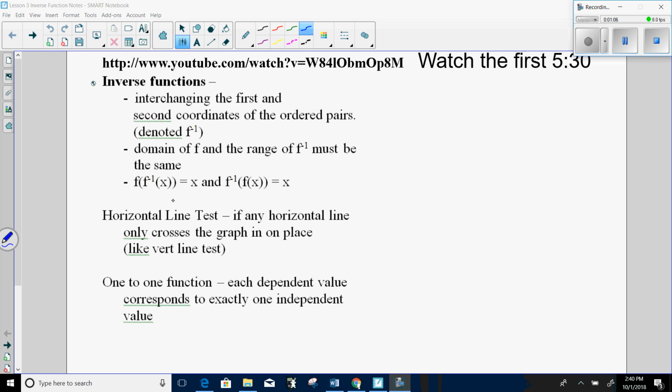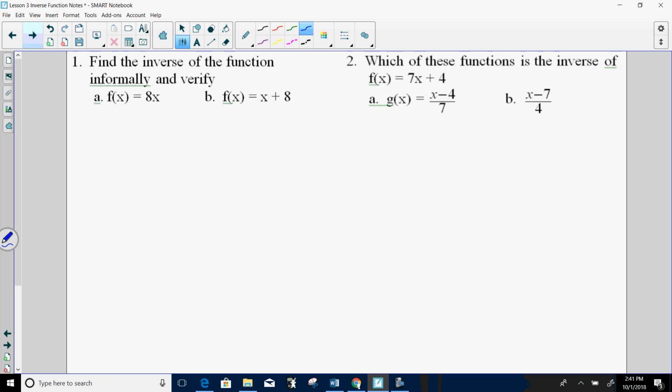And this last bullet point is, if you want to check to see if two functions are inverses, you do a composition, which is what we talked about last class. You take the function, substitute another function in, do your order of operations, simplify it, and you'll always get reduced down to x. Okay? So now we're going to look at a couple of examples, just some really basic ones.